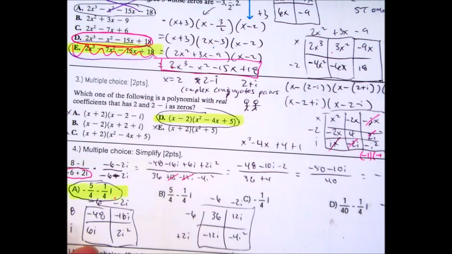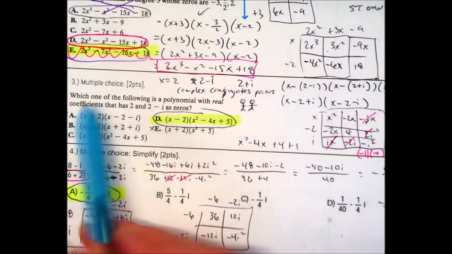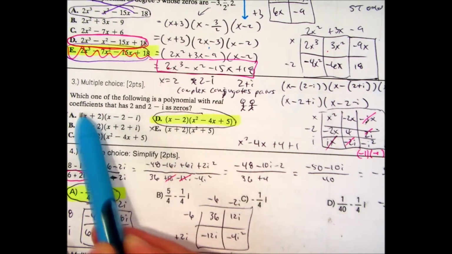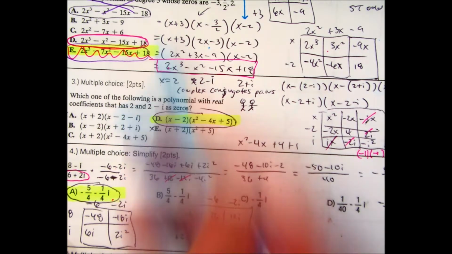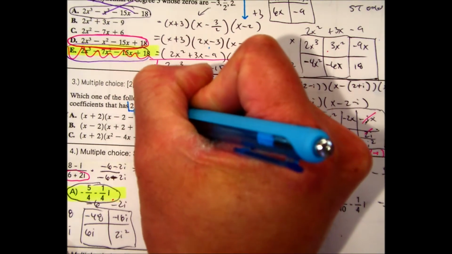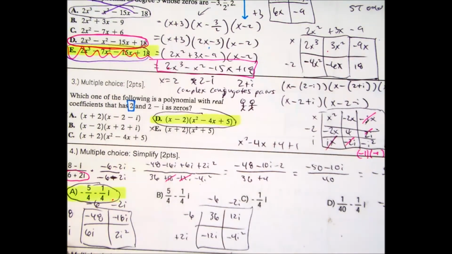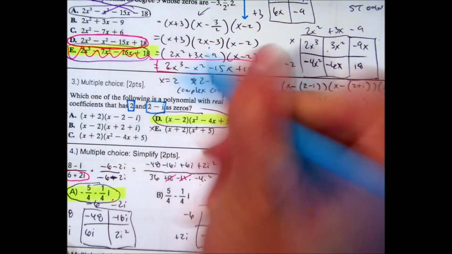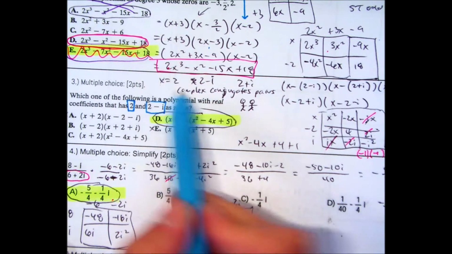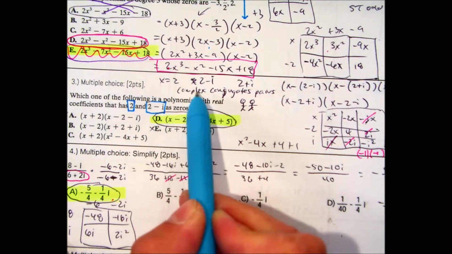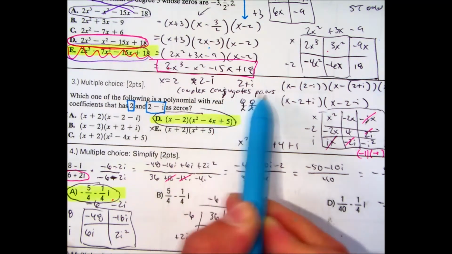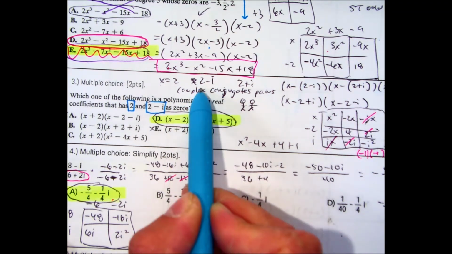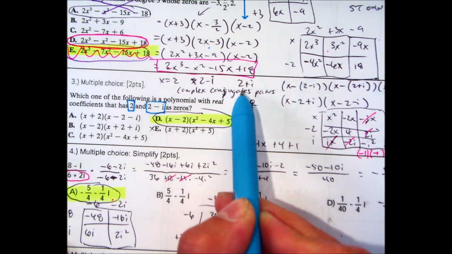Question number 3. Which of the following is a polynomial with real coefficients that has 2? So I'm going to put a box around that. That's one solution. And then 2 minus i is another 0. So right now they've only given me 2. But remember, complex conjugates come in pairs. So 2 minus i, you should have had also 2 plus i.